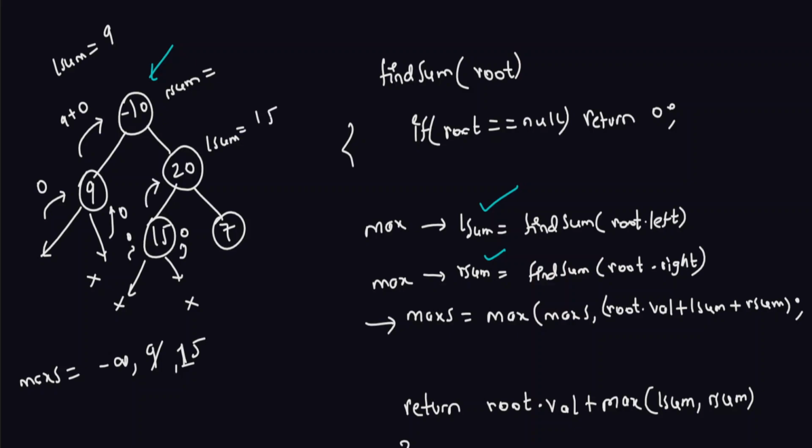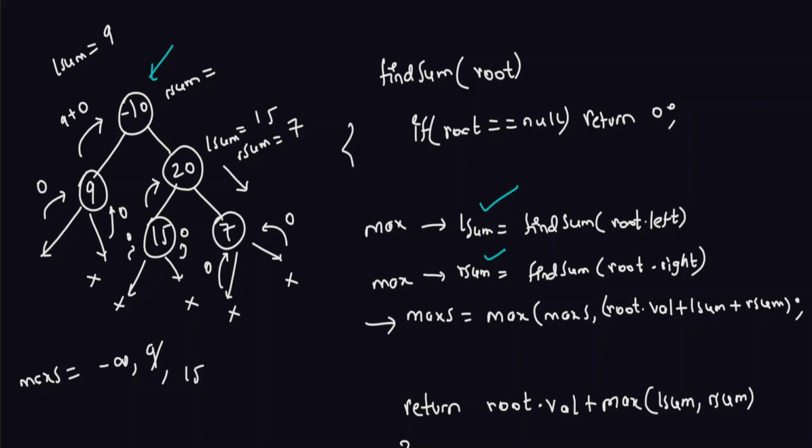Now this 15 will be returned. LSUM will be 15. For finding the RSUM, we will have to go to the right part of the tree. This is also going to make null calls and return 0. LSUM will be 0 for 7, and RSUM will also be 0 for 7. We will compare 15 with 7. Is 7 greater than 15? No. So this max will not be updated. Now RSUM will be calculated, and that will be 7. So LSUM and RSUM have been calculated.